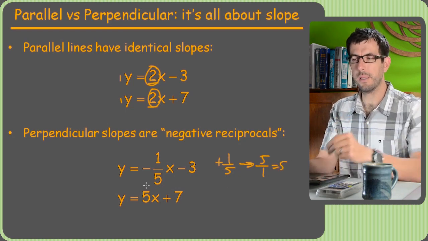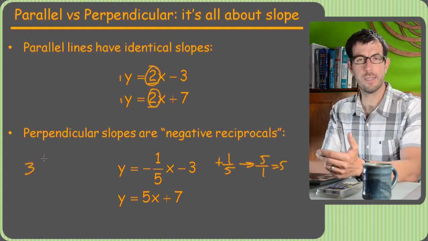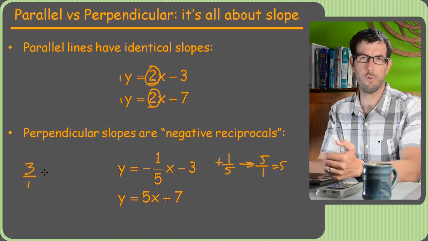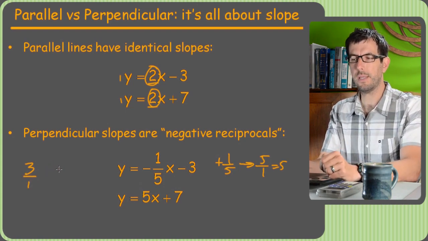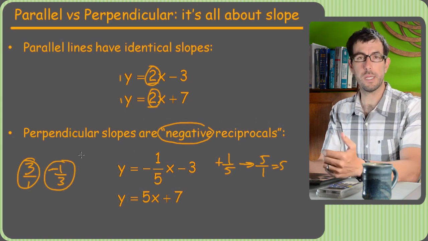Now going the other way can be a little bit trickier. Somebody might say, hey, what's the reciprocal of 3? It's not a fraction, so how can you flip it? Well, every whole number is actually a fraction over 1. So if you want to flip it, that just becomes 1/3. And then, of course, you got to have the negative in front of it. So 3 and -1/3 would be perpendicular slopes.